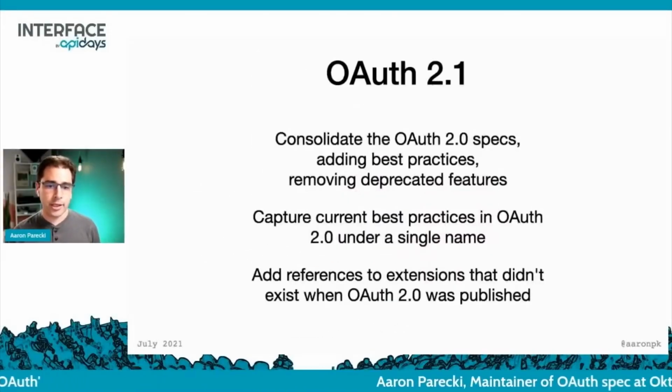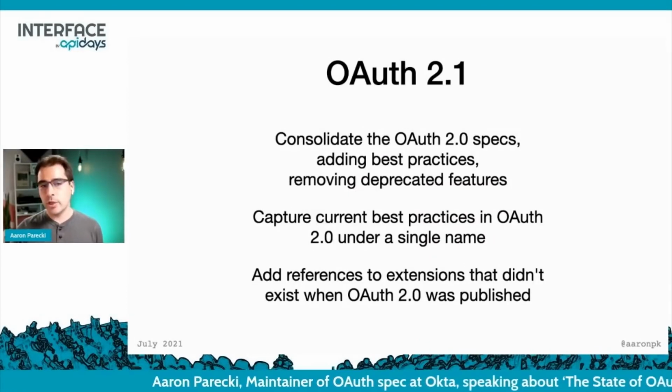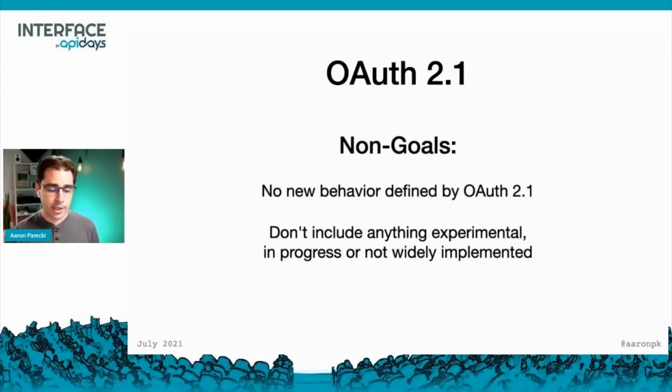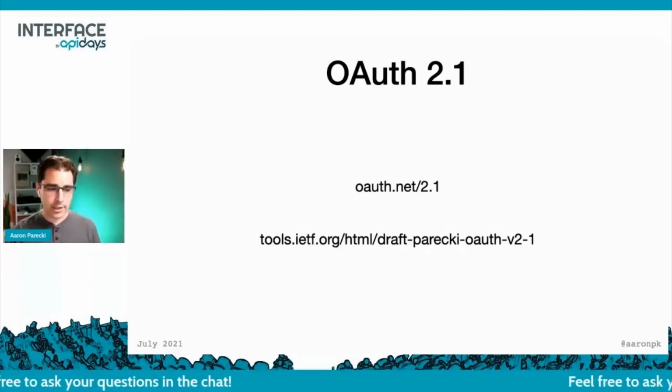The goal here is to really consolidate things and capture the best practices. OAuth 2.1 is not meant to be something that's new or adding new features. It's really meant to be a consolidation and simplification of the existing specs and of the best practice today. So the links for that draft, oauth.net/2.1, will give you a link out to all the related documents as well.